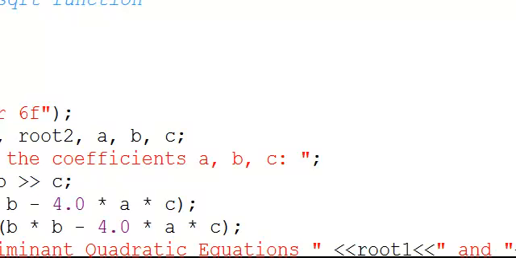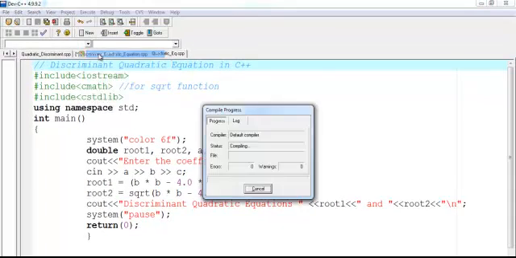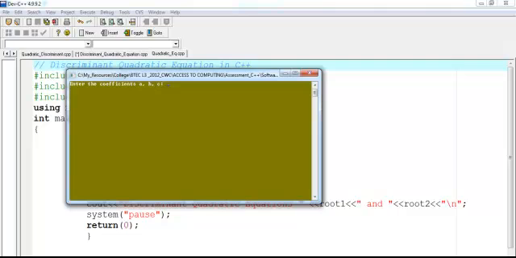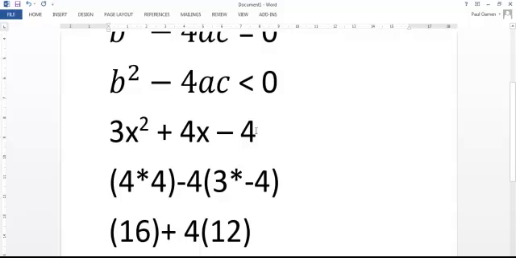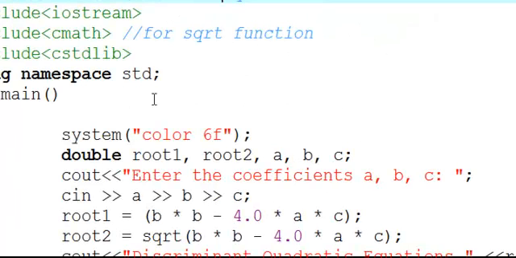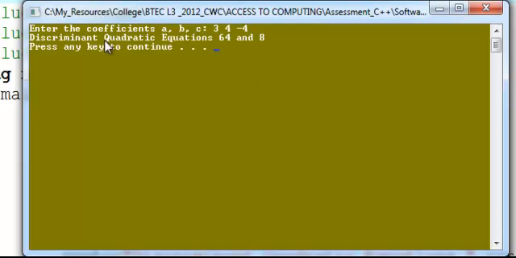Now we're back in C++. I will now compile and run the program, or you can always go to Execute, Compile and Run there. If you remember our numbers right here, we are dealing with 3, 4 and minus 4. Back to our program, compile and run it. We have 3, 4 and minus 4. Hit enter, and what you get is the discriminant number is 64, and the square root of 64 is 8. I believe you guys enjoy this program.